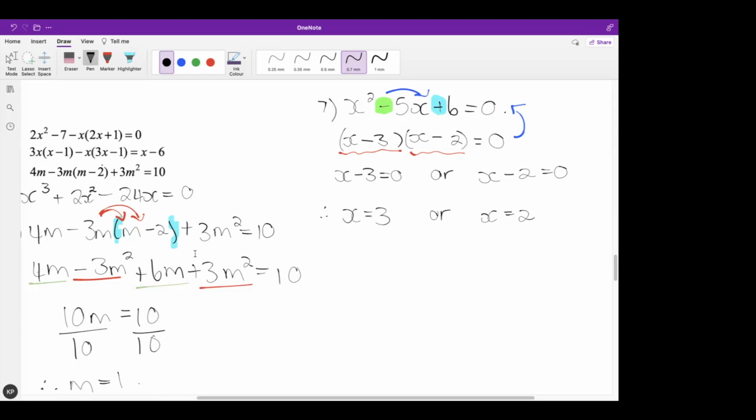Why do I say or and not and? That's also another thing we lose marks for at school. Can x be 3 and 2 at the same time in the same equation? No. So either x is 3 or it is 2. You can't say and. Because if x is 3, you're going to have 3 minus 3, which is 0, which makes this true. At the same time, if x is 2, you're going to have 2 minus 2, which is 0, which makes this whole equation true. Do we get it?